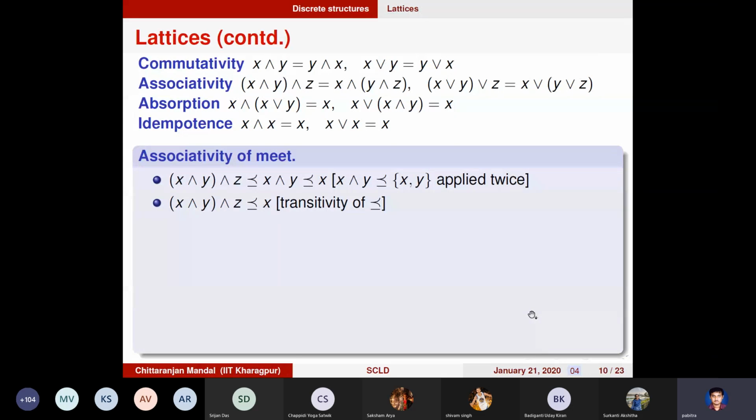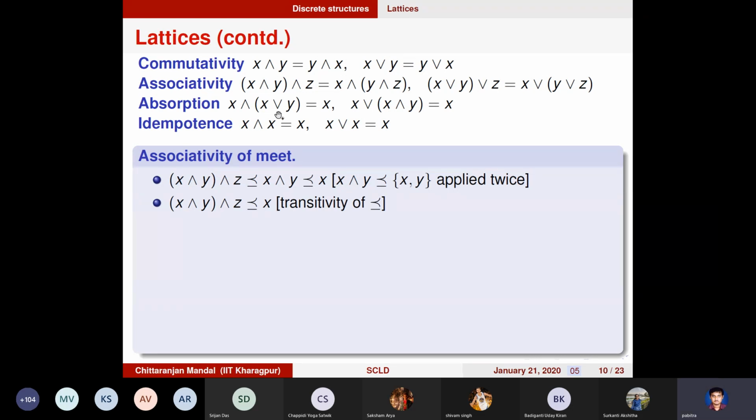There are some other properties that hold. The first property is commutativity. That means x meet y is the same as y meet x. Similarly, x join y is the same as y join x. This again is obvious, and I am not proving it. By the definition of meet and join, these are obvious. You take any two elements in a lattice, they will always hold. And this property has important implications because when we define our Boolean algebra, since they are lattices themselves, these properties will also be there.